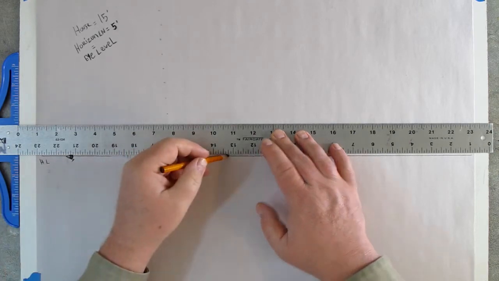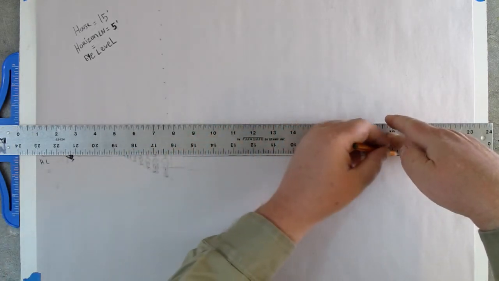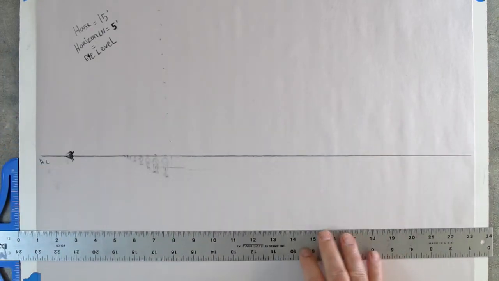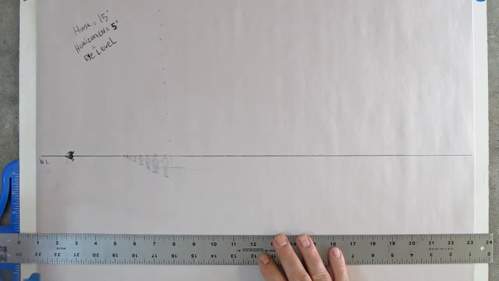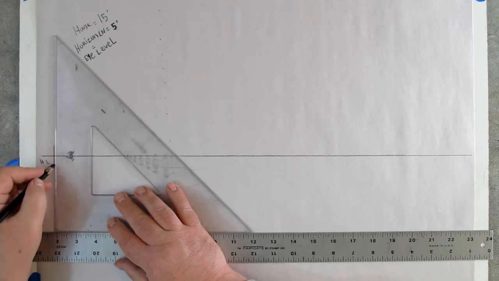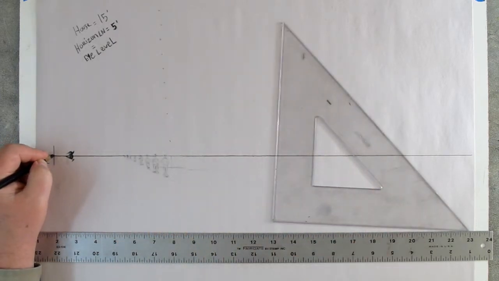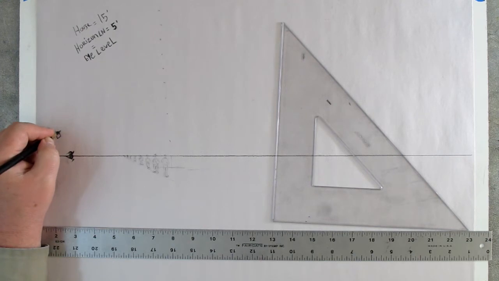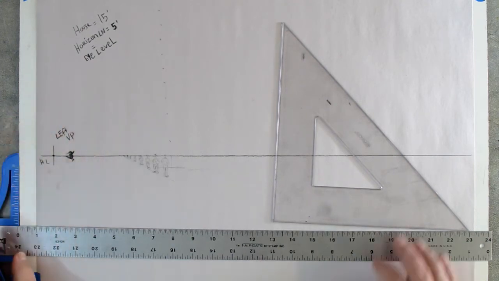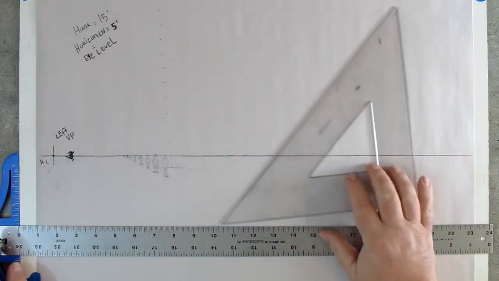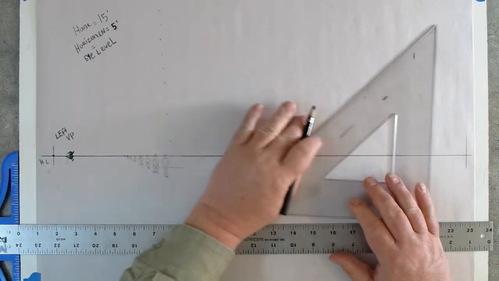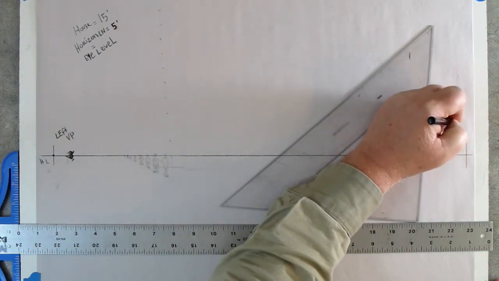Hopefully we don't get too distracted by those guys. Now, this is a 5-foot horizon line, and I don't have my vanishing points, so I'm going to put this right here as my left VP. So let's get that established first, and then we'll come back to the eyeline thing. And this over here is the right VP.